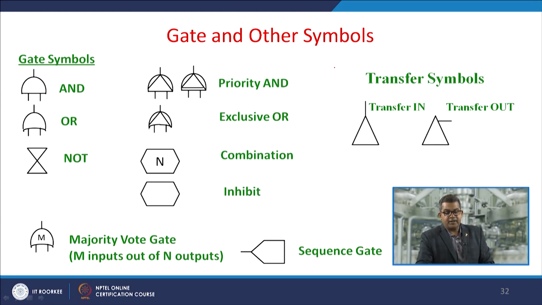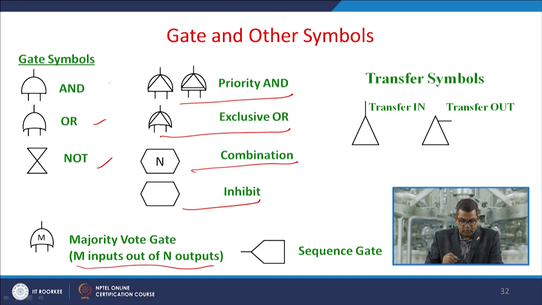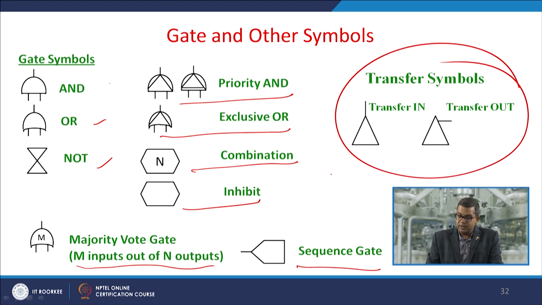So, these are the gates and other symbols: AND gate, OR, NOT, that is the priority one, exclusive OR. This is the combination, this is the inhibit, and this is the majority vote gate, that is M inputs out of N inputs, N output. Now, this is the sequence gate, and these are the transfer symbols. This is the transfer in and this is the transfer out. Now, let us have a look at the union.